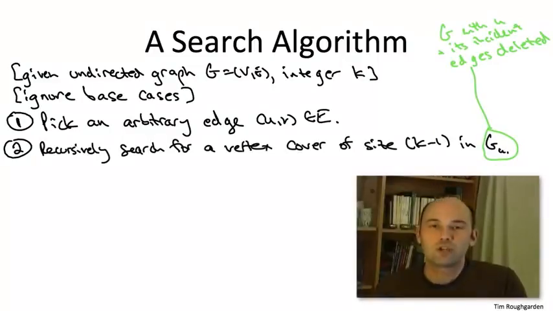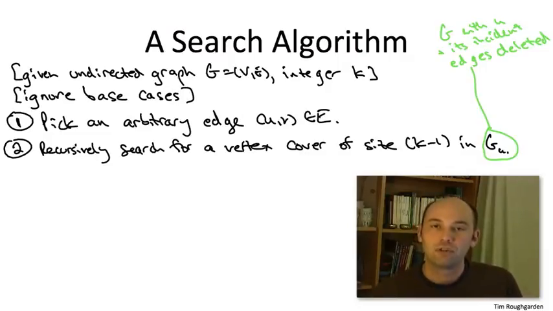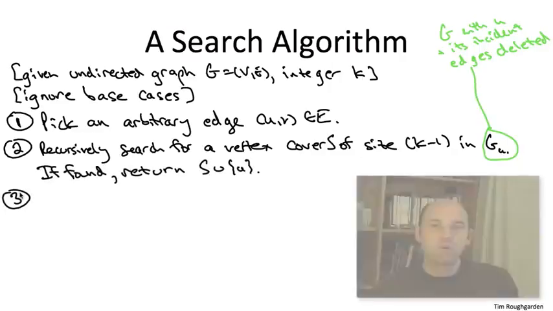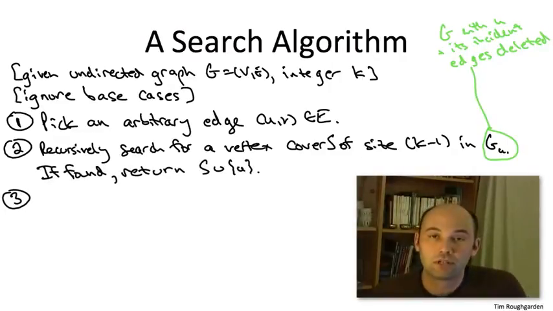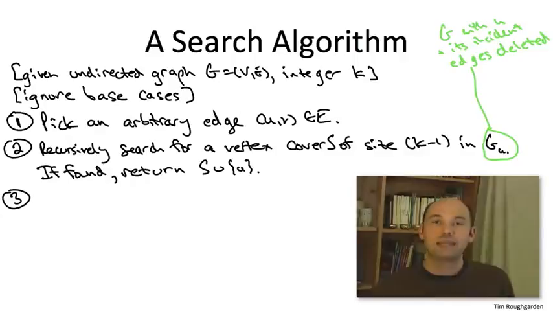If our recursive search comes back with a solution, a vertex cover of size k-1 for G_u, we're good to go. We just augment that by the vertex u, and that's our vertex cover of size k for the original graph G. If that recursive call fails to find a small vertex cover, we say, oh, well then it must be that v is the key to getting a small vertex cover. So we do exactly the same thing. We recursively search G_v for a vertex cover of size k-1.